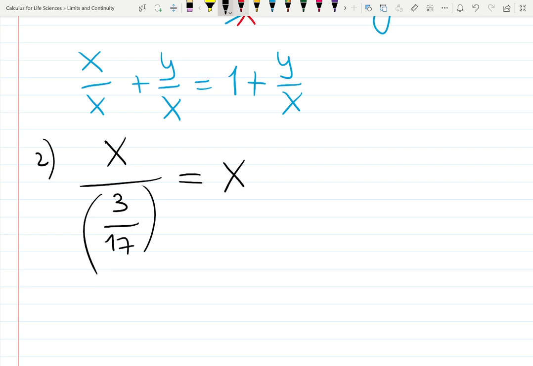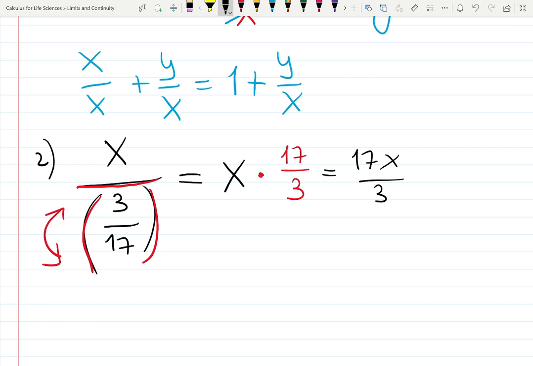X is being divided by a fraction. When you divide by a fraction, you flip it, and then you're allowed to multiply by that result. Officially, we call it multiply by the reciprocal. Reciprocal means flipping. So I'm multiplying by 17 over 3. So the answer will be 17x over 3, or 17 over 3x, whatever. So flip.